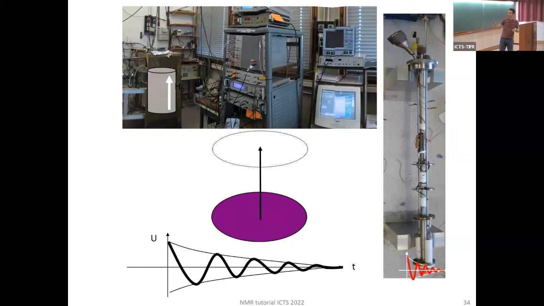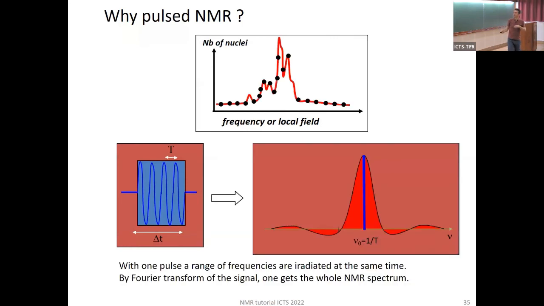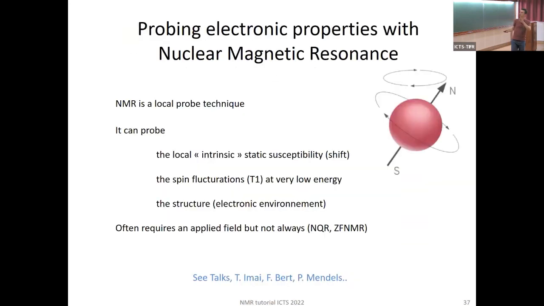So what you measure is something like that, a voltage that oscillates with time at the Larmor frequency, basically. Okay. And then if you Fourier transform that, you've got your spectrum. I will not go into more detail than that. That's your spectrum, I will forget this.